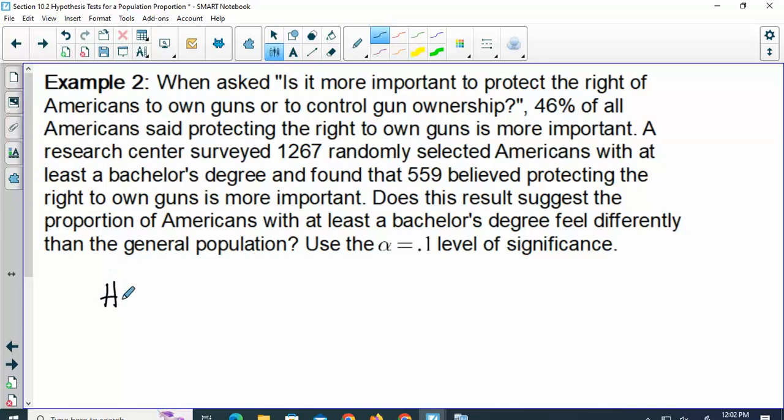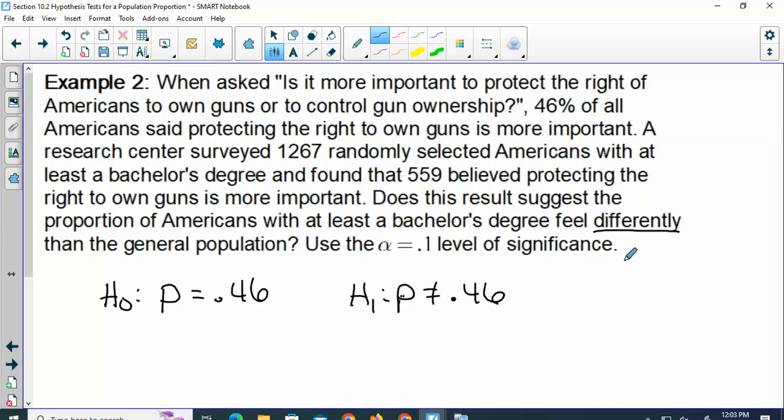What's my null hypothesis? And what's the alternative this time? Not equal. I just want to know if it's different.